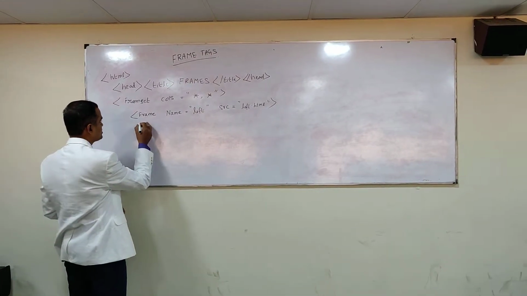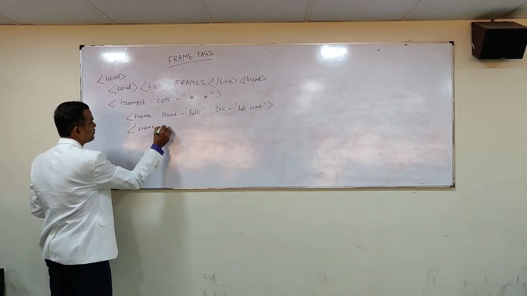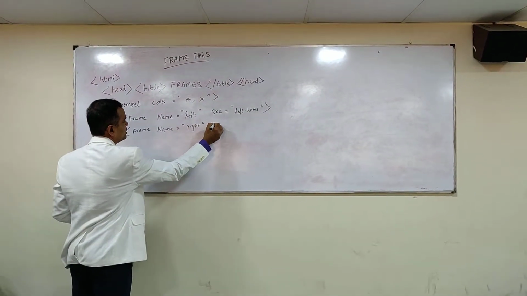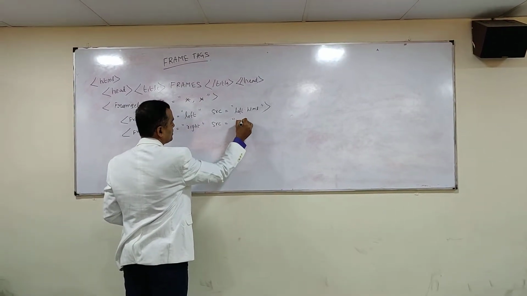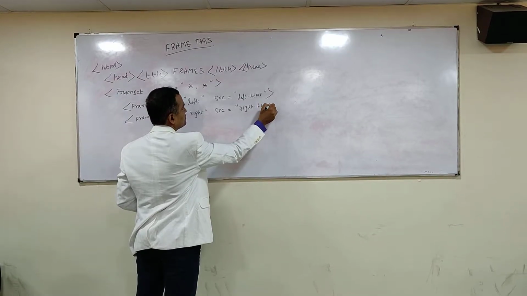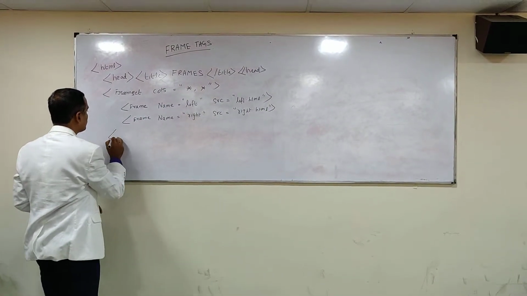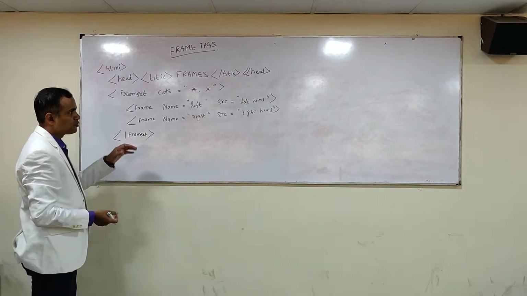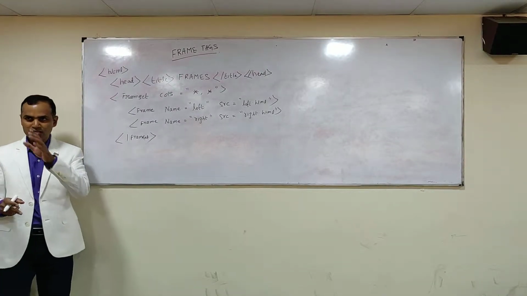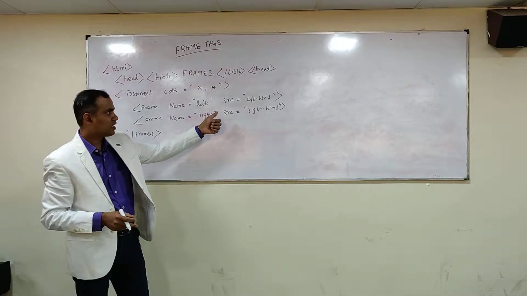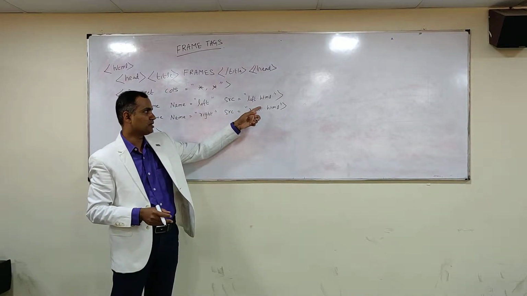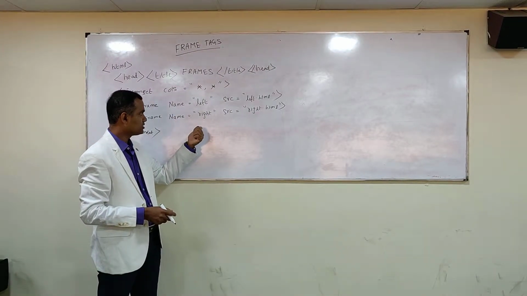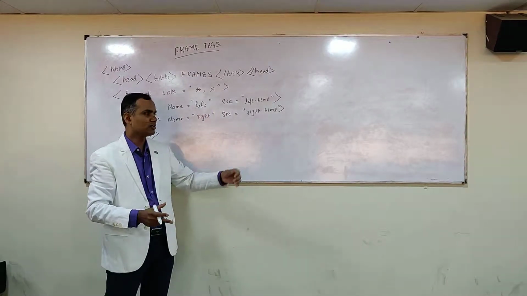Left.html contents. And again, I will be writing the same thing, frame name, which is equals to right, src, which is equals to right.html, and then I will be closing my frame set. So this program is going to divide a given web page into the left column and the right column, and the left column will be displaying the contents of the left.html program, and the second one is going to display the content of the right.html.